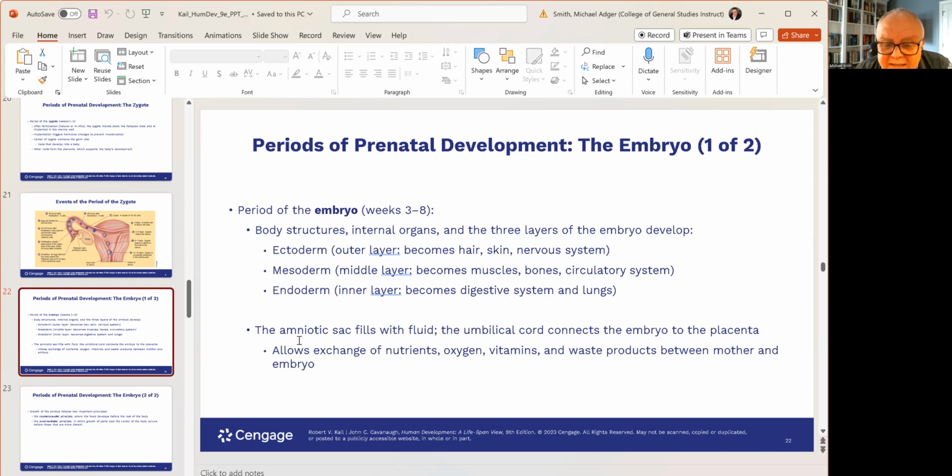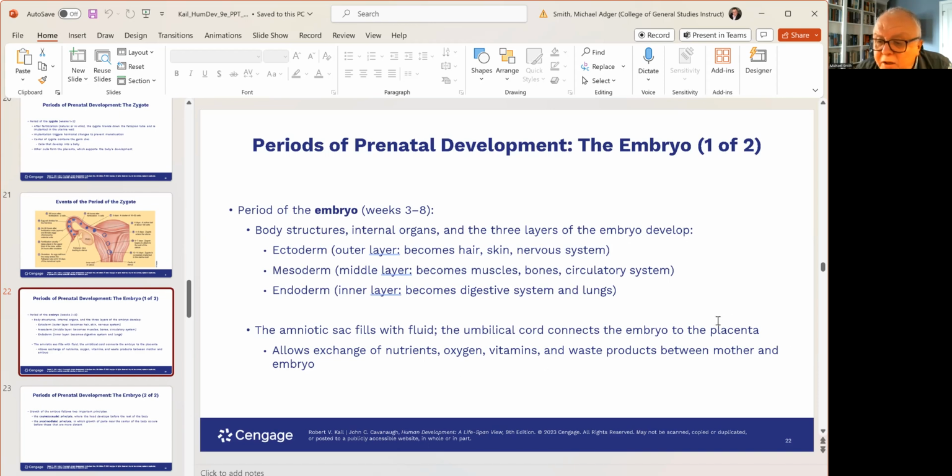There's also an amniotic sac that surrounds the new embryo. It is filled with fluid. There's an umbilical cord that will connect the embryo to the placenta, to the mother, and this is how waste is removed and nutrients are brought in for the baby to live.